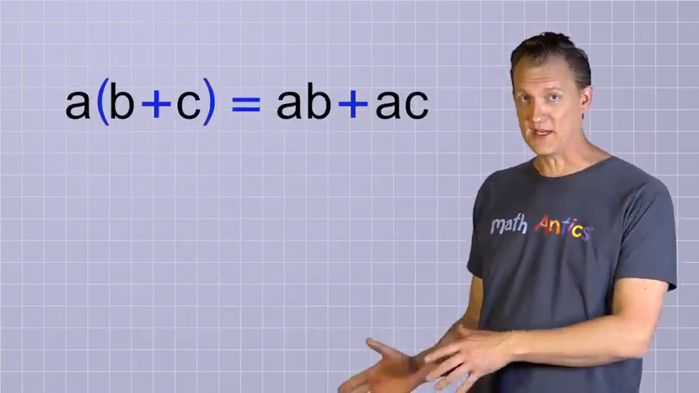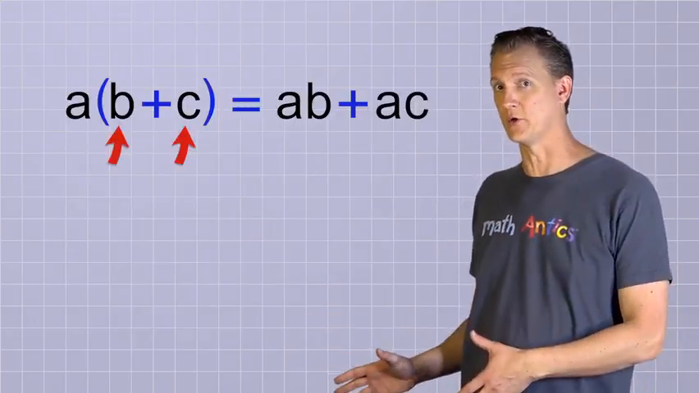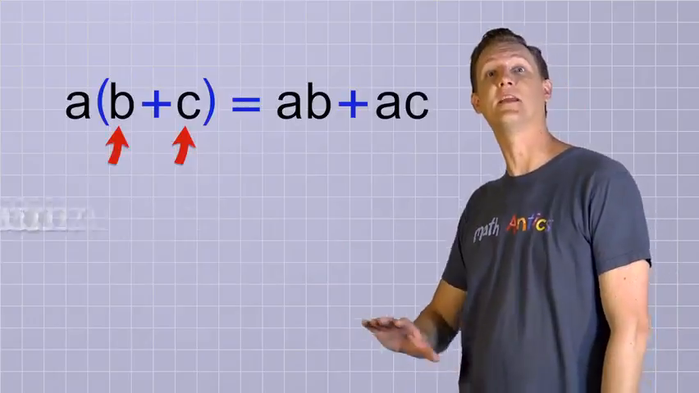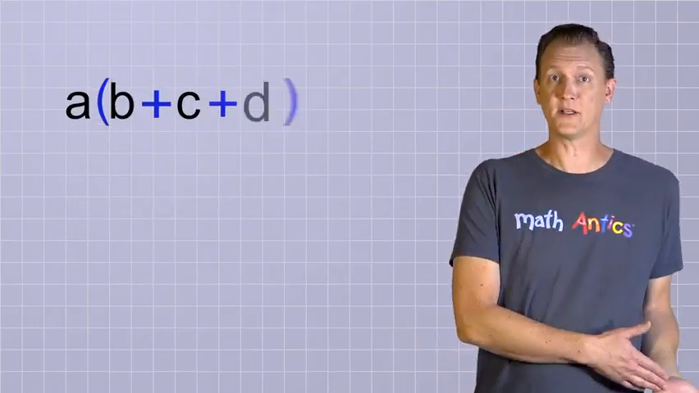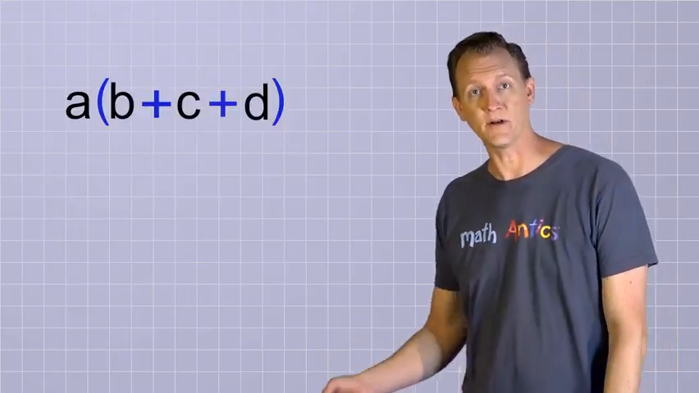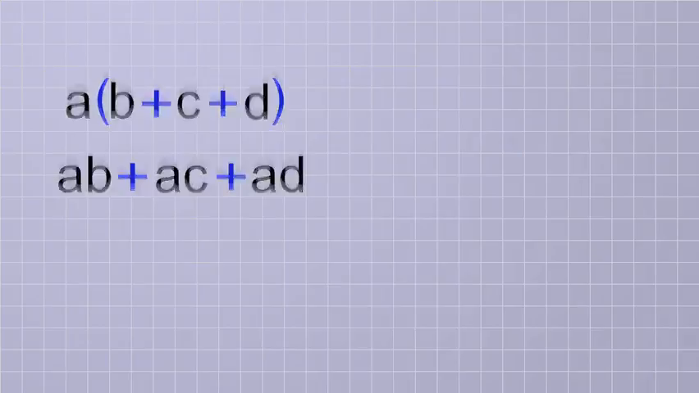Okay, so this is the basic pattern of the distributive property. It's usually just shown with 2 members in the group, but remember that it works for groups of any size. We could have a times the group b plus c plus d, and the equivalent distributed form would be ab plus ac plus ad. Here's a few quick examples that have a combination of numbers and variables to help you see the patterns of the distributive property.